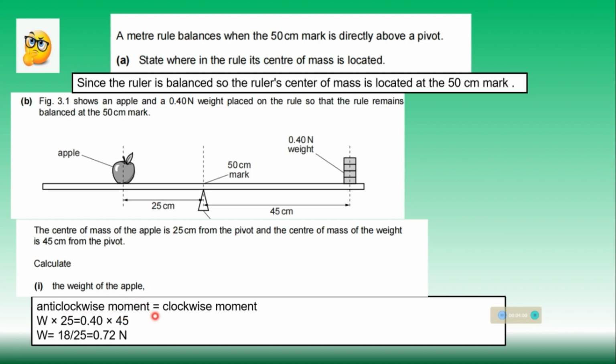So the anti-clockwise moment is equal to the clockwise moment. This system is balanced. Weight W multiplied by the perpendicular distance 25 is equal to the weight 0.4 multiplied by the perpendicular distance 45. So W is equal to 18 divided by 25, which is 0.72 Newton.